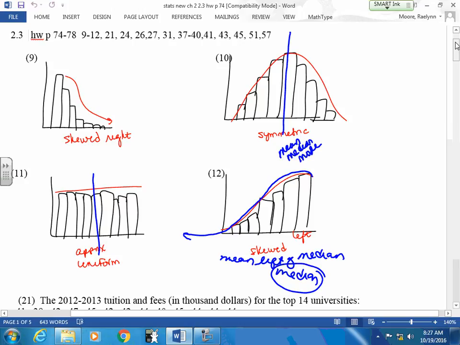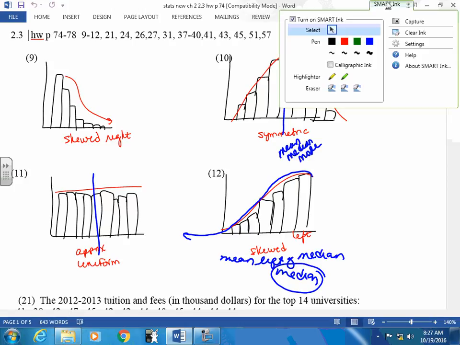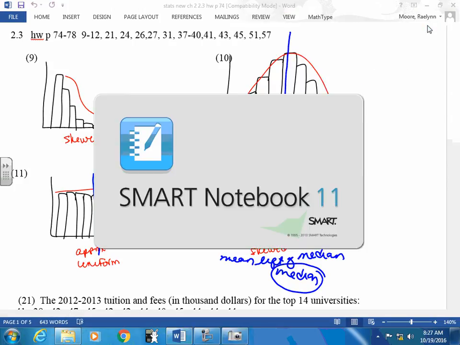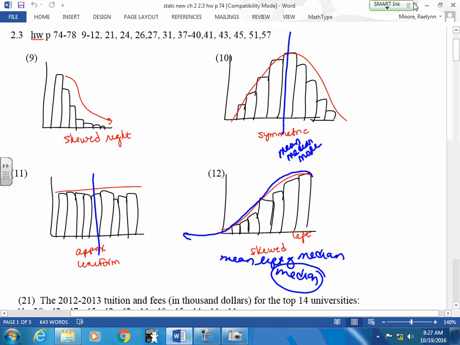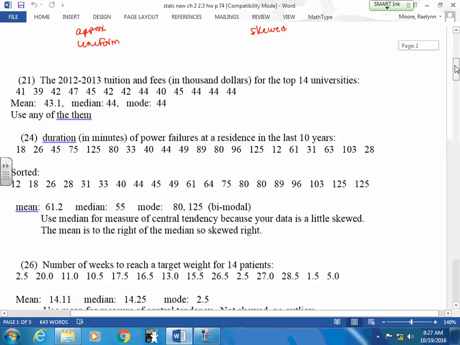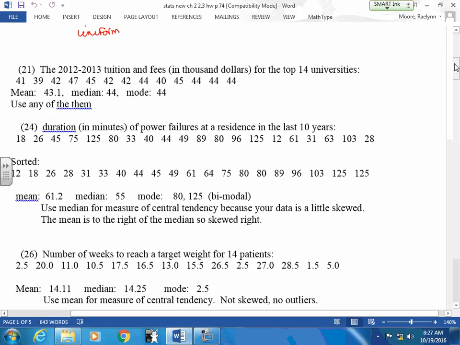This is really important that you get this. Whoa. I don't know what happened there. I'll take a picture of it. Okay.